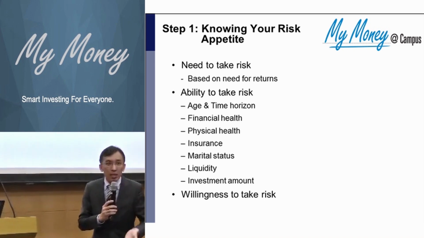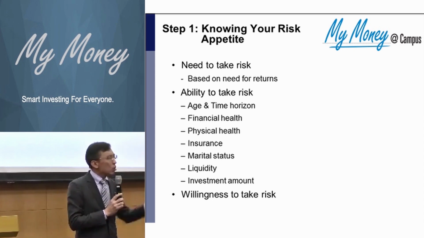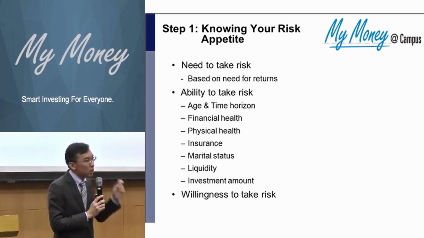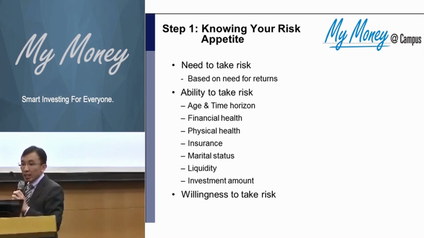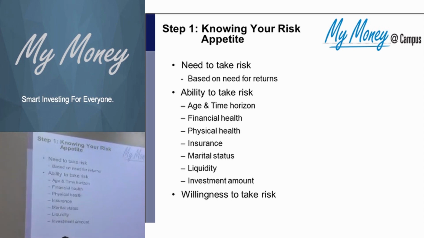But if you want 8% return per year, then your need to take risk goes up. Does it make sense? So you're going to first determine your need to take risk by knowing what is the return you're looking for. Secondly, ability to take risk. Because you may need to take risks, but you don't have the ability to take risks. Now, what determines your ability to take risks?